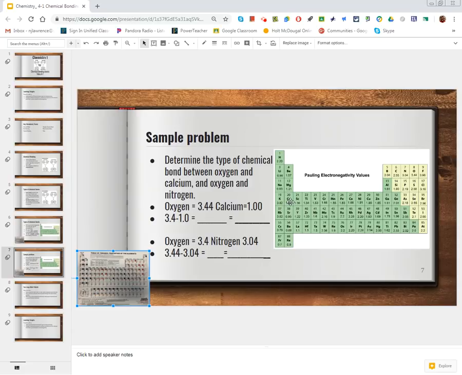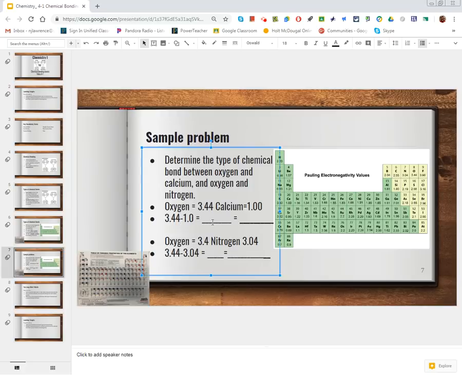Calcium has an electronegativity of 1. So remember, Linus Pauling came up with this idea, and when we measure these charges up, it gives a very easy way to determine and predict what kind of bonds chemicals will form. So all I do is take 3.44, subtract 1.00, and in this case, you're going to get 2.44.